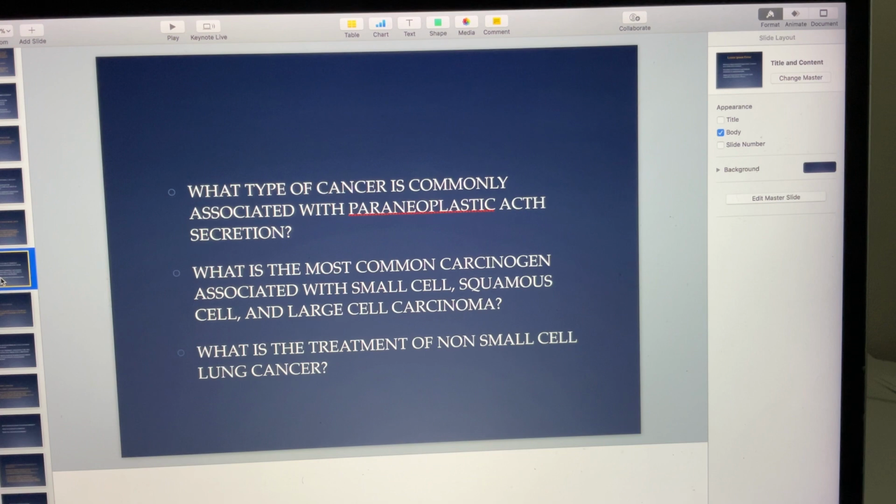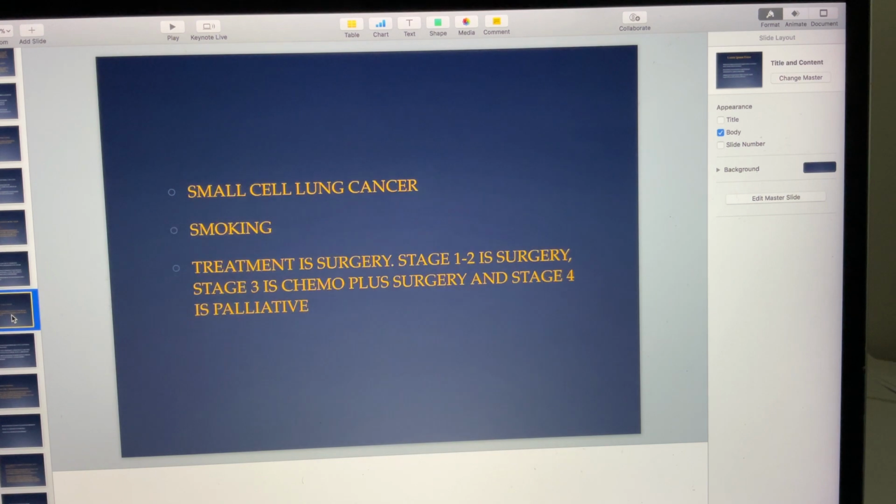All right. And then the last question, what is the treatment of non-small cell cancer? That is surgery. Remember, small cell, you don't want to do surgery. It's not going to help you. Okay. Large cell or non-small cell, you want to do surgery. Now, there are 3 stages here. If it's within stage 1 to 2, you do surgery. If they're in stage 3, you want to do chemo plus surgery. And then stage 4 is just palliative.